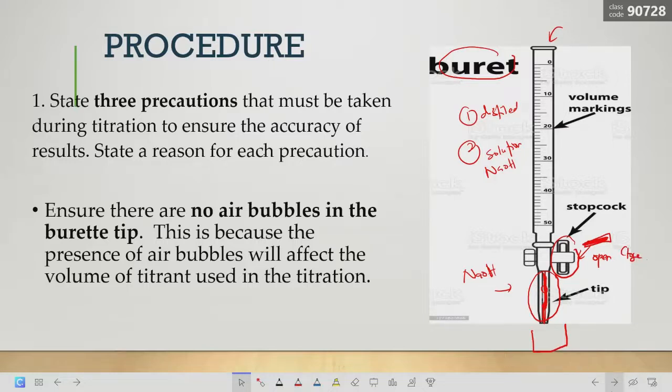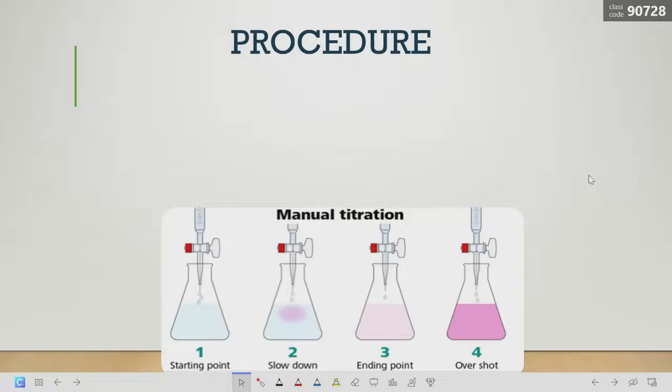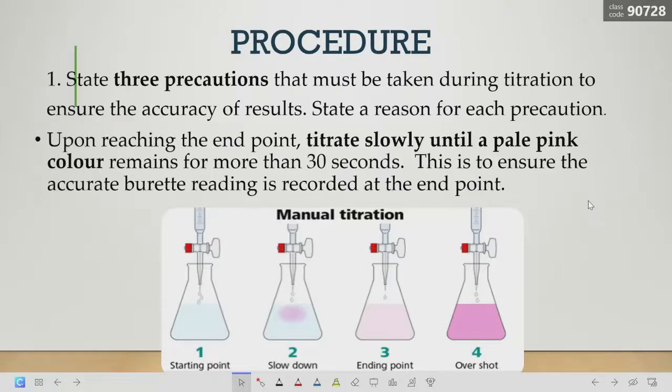Okay, the next one. Upon reaching the end point, titrate slowly until the pale pink color remains for more than 30 seconds. The reason is to ensure the accurate burette reading is recorded at the end point.